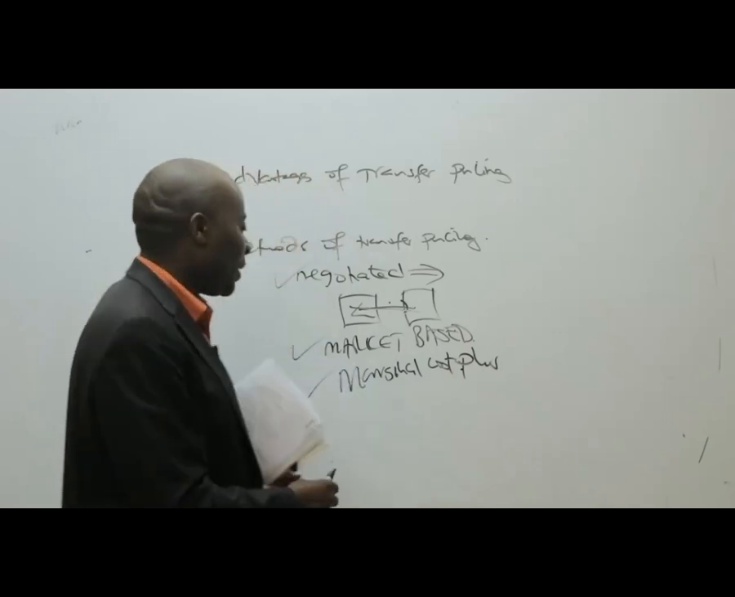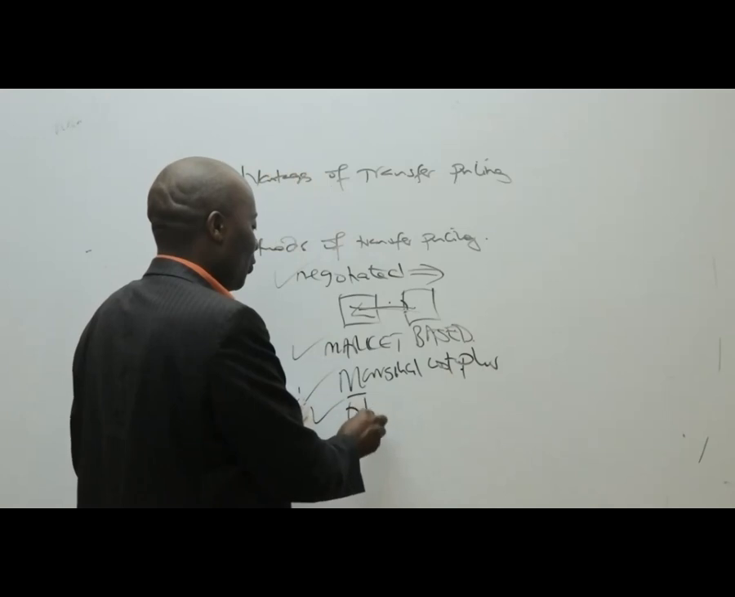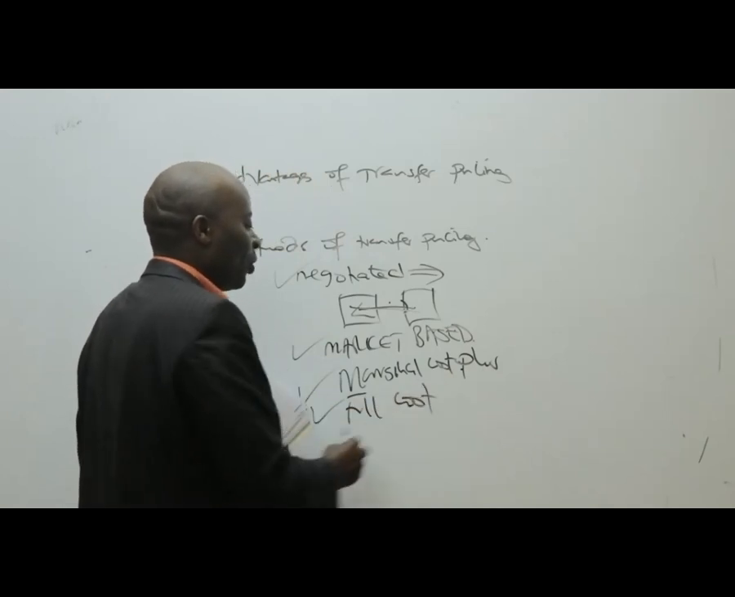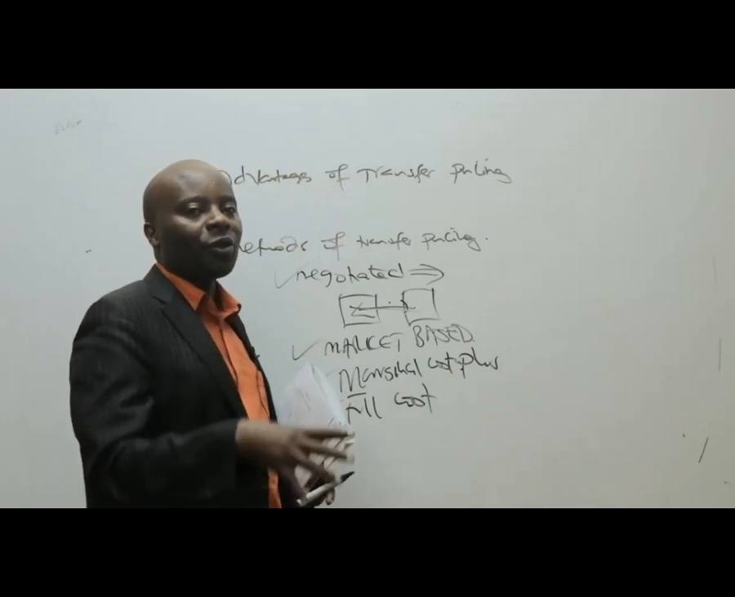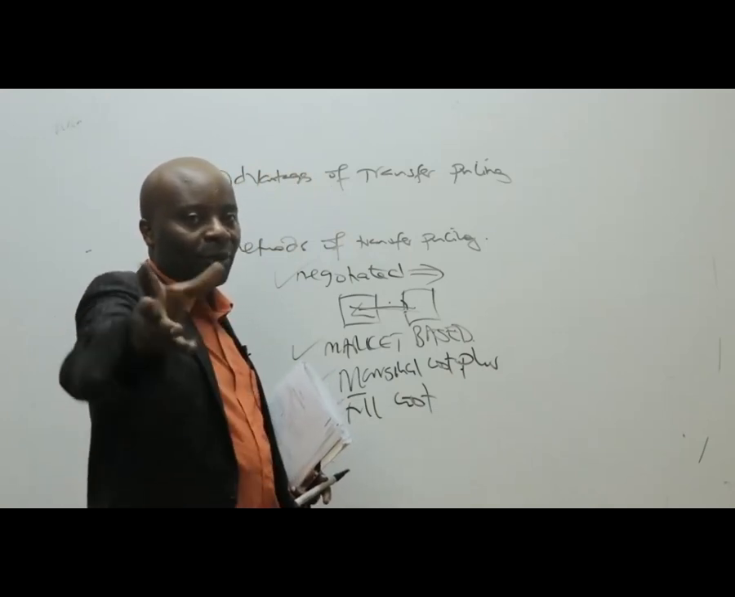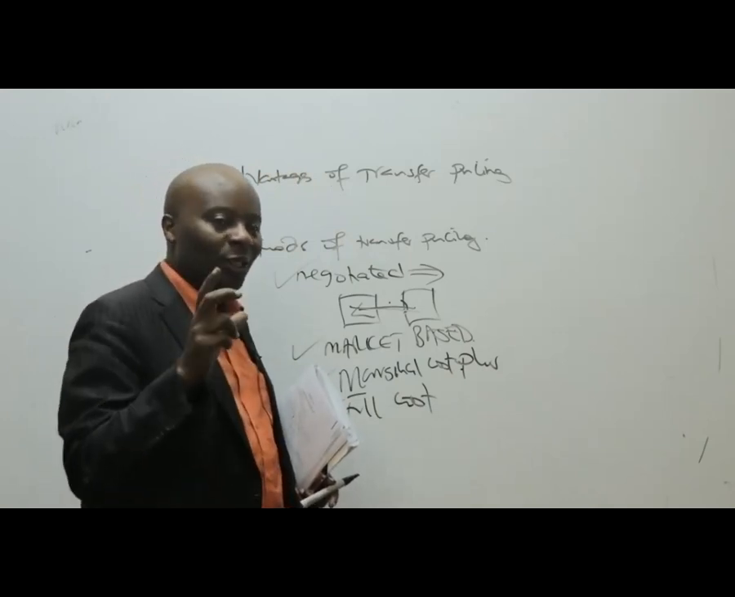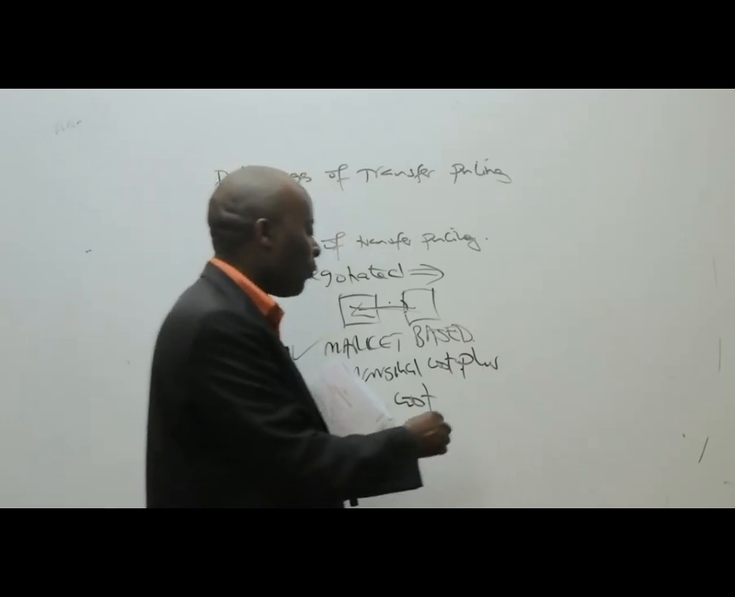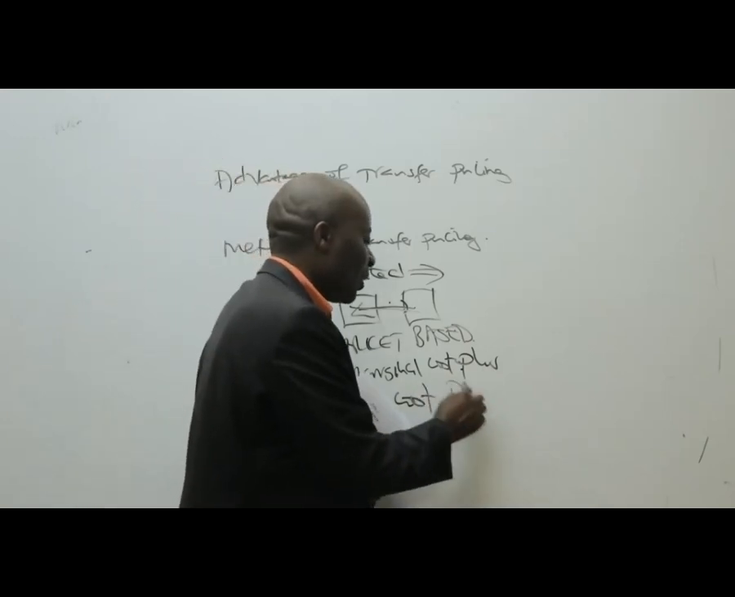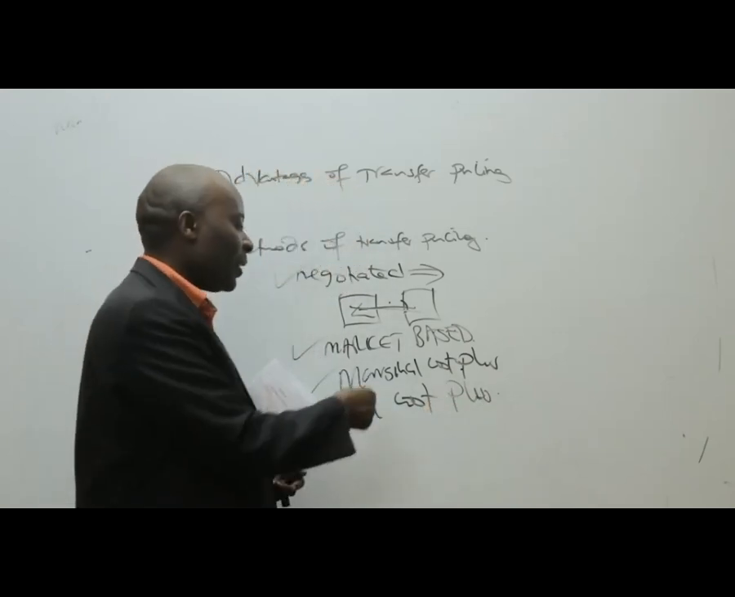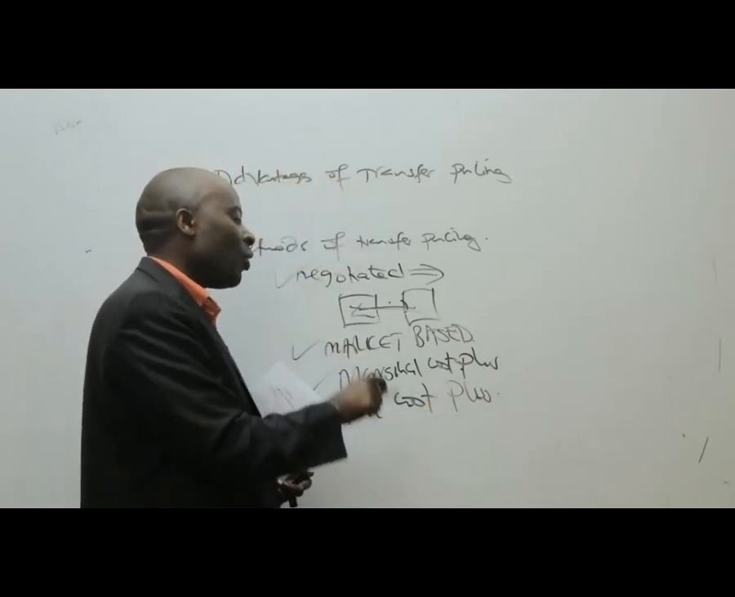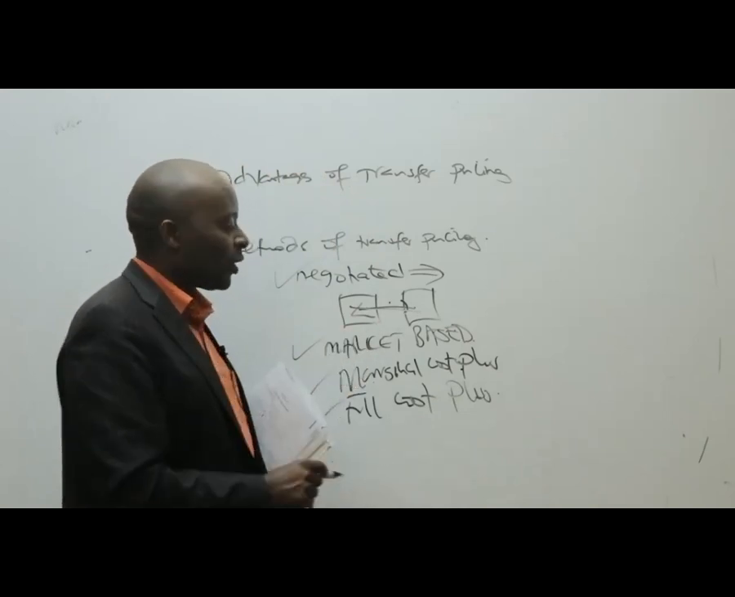Then we have in this case what we call full cost. Under the full cost method, we simply look at the variable cost plus the fixed cost, and then of course we pass the product to our sister department at that cost. Or we can do what we call full cost plus a profit.